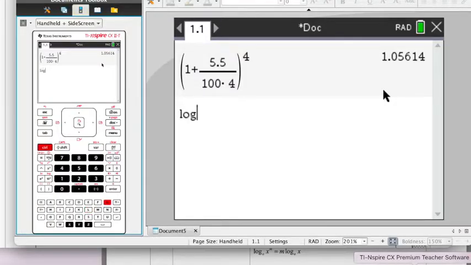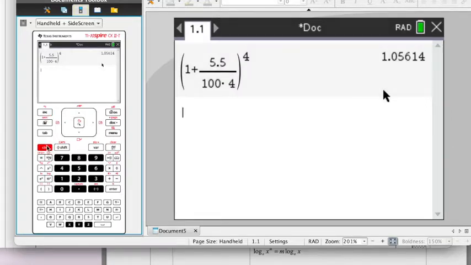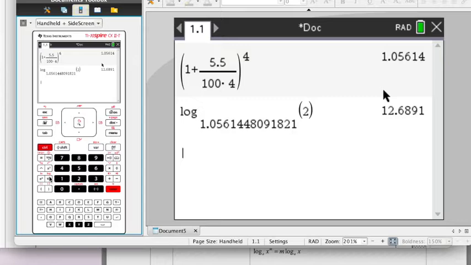Log. Let me get the actual one. I can't see it. Oh, there it is. Okay, there we go. I'm going to use the exact value, and this was 2, so it is 12.6. So n is equal to 12.7.